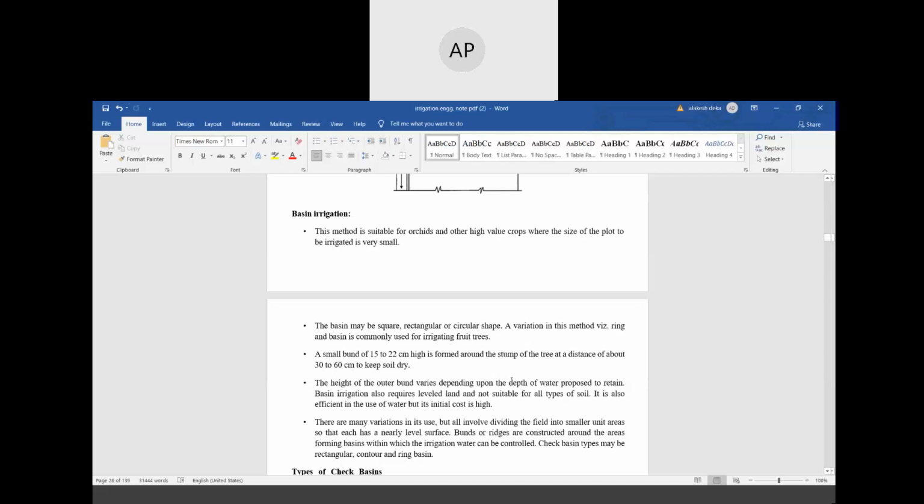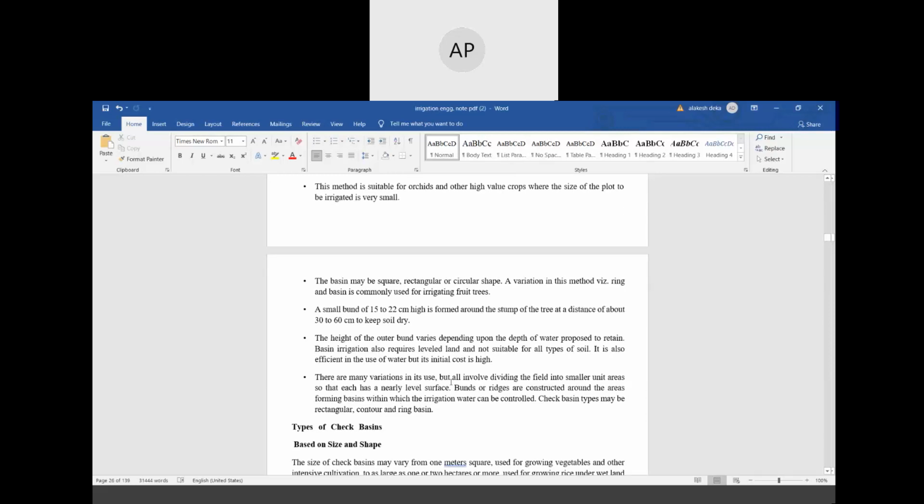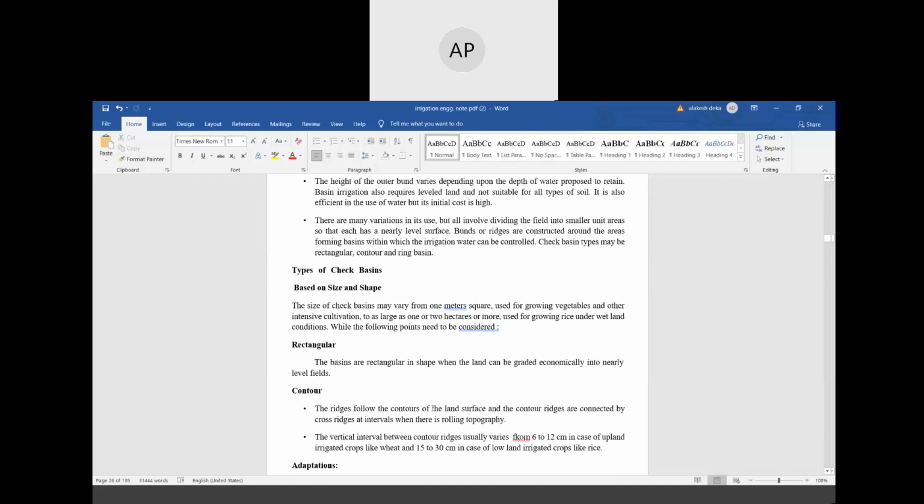The height of the outer band varies depending upon the depth of water proposed to retain, and basin irrigation also requires level land. So basin also requires leveled land and is not suitable for all types of soil. It is also efficient in the use of water, but its initial cost is high. There are many variations in its use. Bands or ridges are constructed around the areas forming basins within which the irrigation water can be controlled. Check basin types may be rectangular, contour, and ring basin.